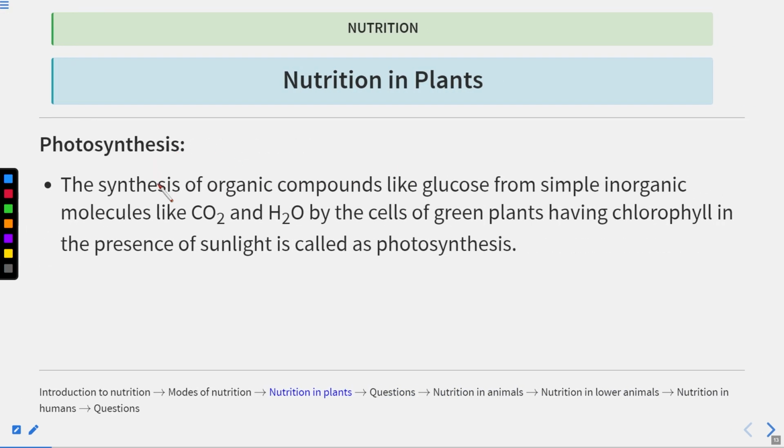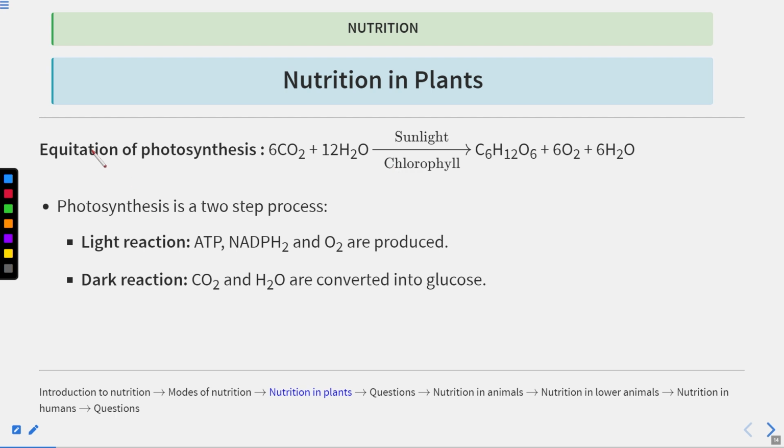Now, let's talk about photosynthesis. The synthesis of organic compounds like glucose from simple inorganic molecules like carbon dioxide and water by the cells of the green plants. So photosynthesis occurs in green plants because they contain chlorophyll. Having chlorophyll, in the presence of sunlight, is called photosynthesis. So this is a very simple definition of photosynthesis.